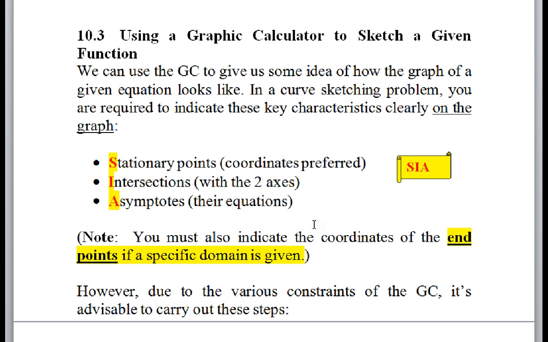Using a GC to sketch a given function. Now we go on to actual work: sketch using GC.